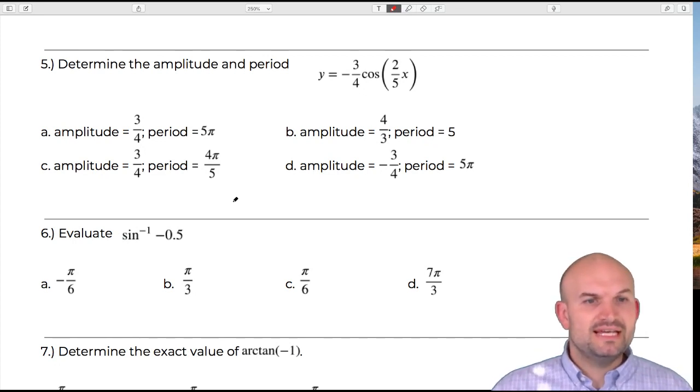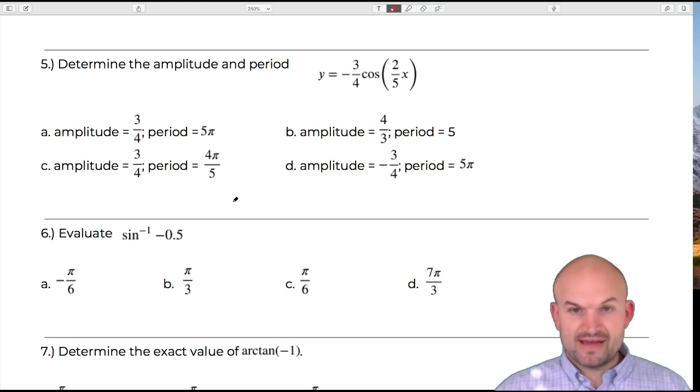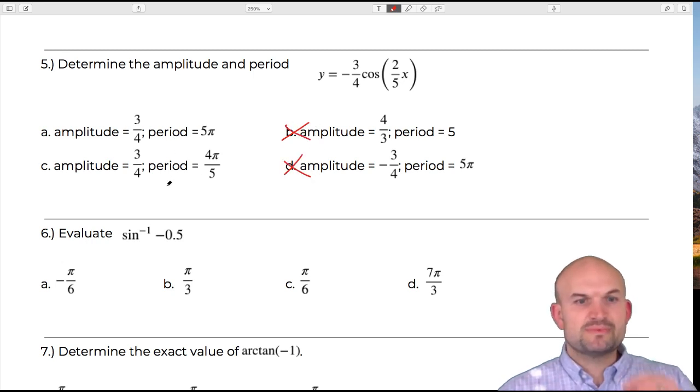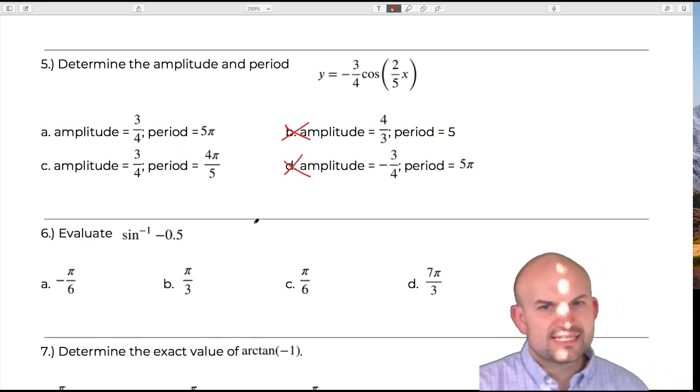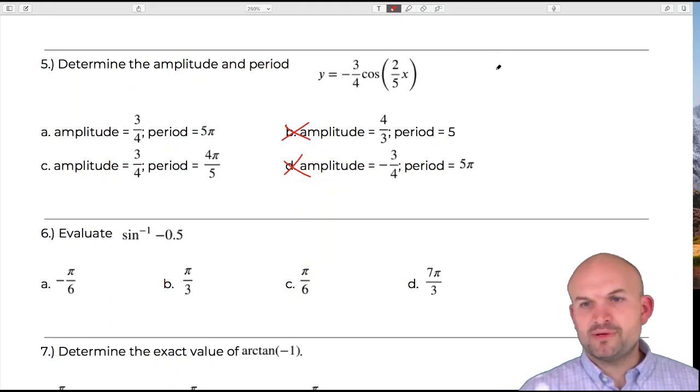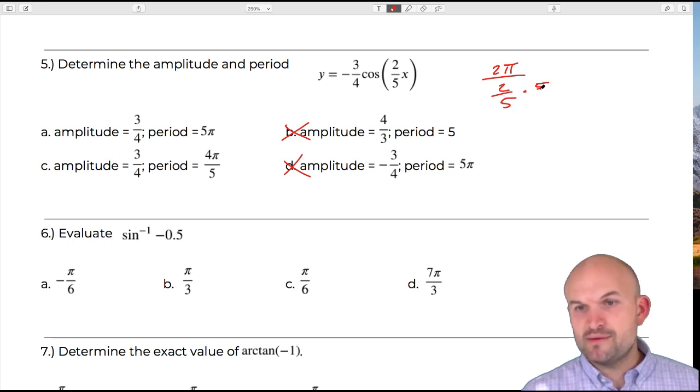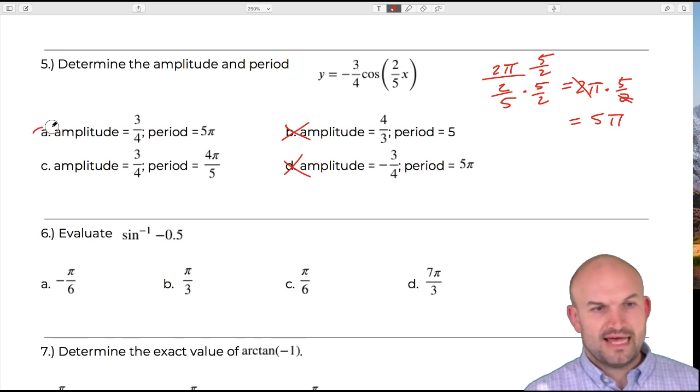So the next one says determine the amplitude and the period. We have a cosine, so there is an amplitude. Remember, that's the absolute value of A, which is going to be positive 3/4. So automatically I know that that's not the answer and that's not the answer, so it's between these two. Then it says the period. Remember the period is 2 pi divided by 2/5. When you're dividing by a fraction, that's the same thing as multiplying by the reciprocal. So we're left with 2 pi times 5/2. Now the 2's divide out, and we're left with 5 pi. You can see the answer there is A.